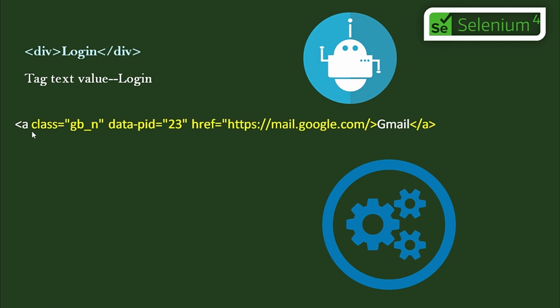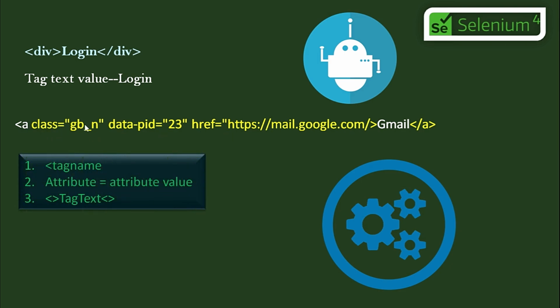And sometimes you see web elements with the anchor tag. You can see this is the anchor tag. A defines the anchor, and this is the link. I took the Gmail link. When we click on Gmail, it will navigate to mail.google.com. So this is a kind of link, and it has the hyper reference, href. This is the attribute, and this is the value of the attribute. It also has a class. So this is the anchor element.